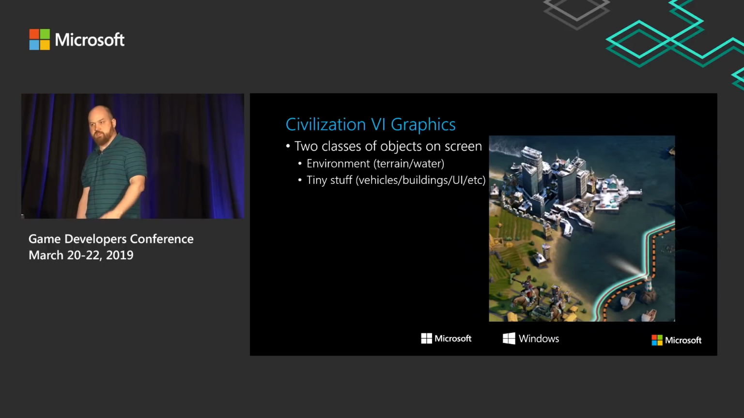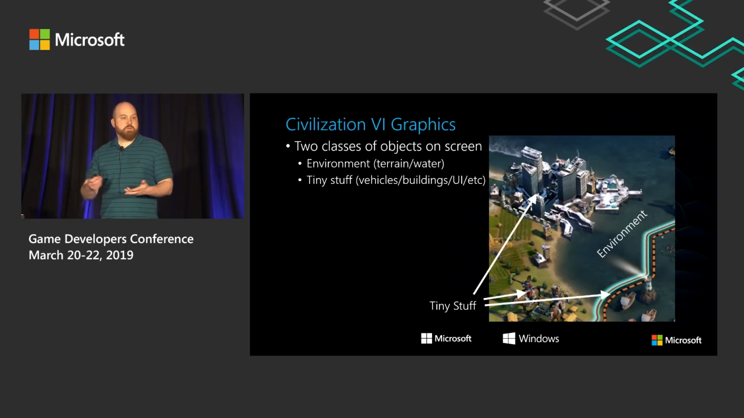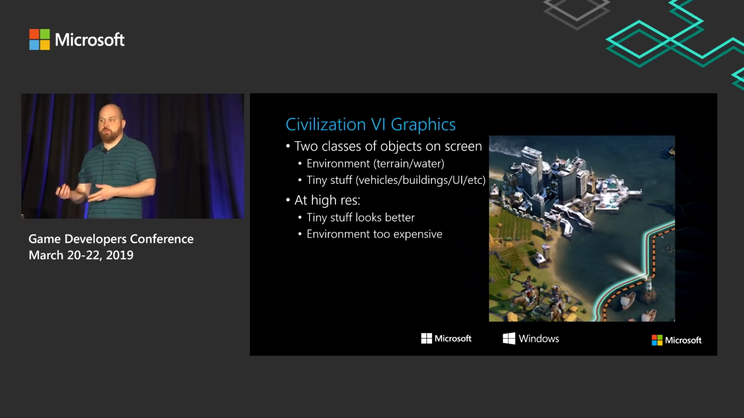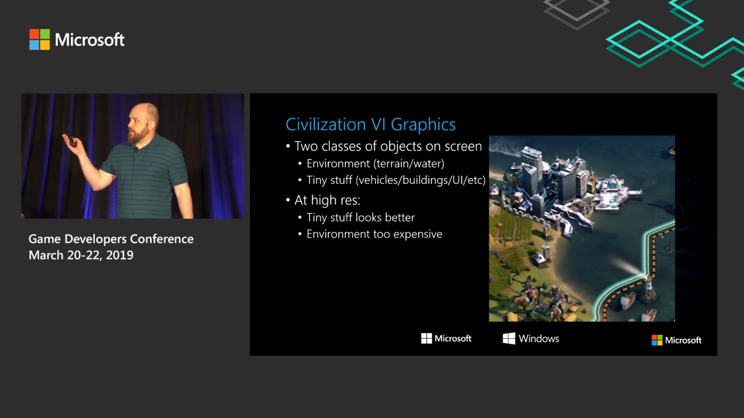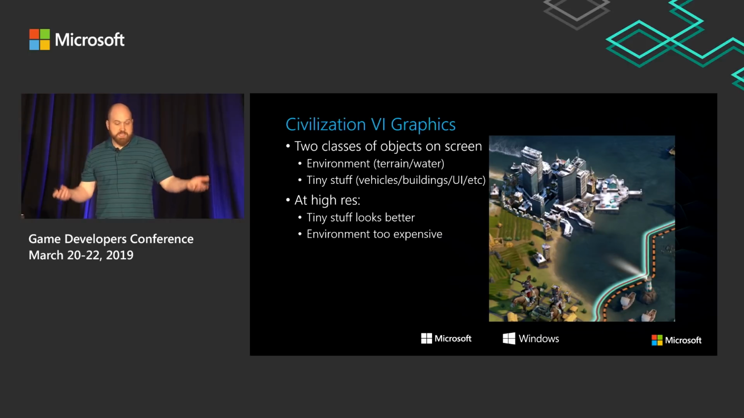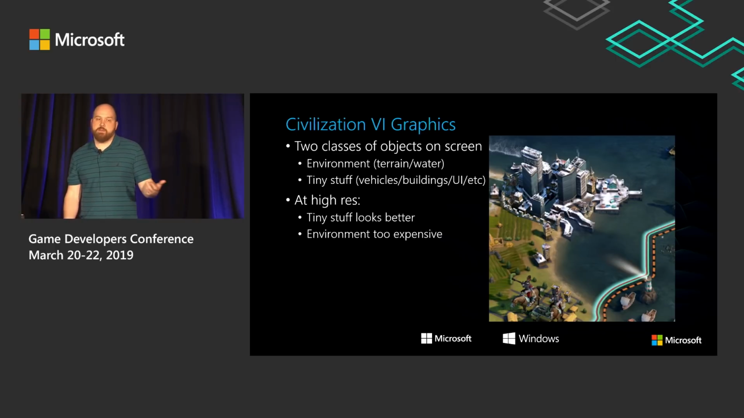If we look in here, we can see there's essentially two classes of objects on the screen for a strategy game like Civilization. We have the environment, terrain, and water, and then we have a whole bunch of tiny stuff: vehicles, buildings, even user interface elements like that culture border icon you see in the lower right. What we find is when we run the game at high resolution like 4K, all the tiny stuff looks great. The detail is preserved. You get increased clarity. Actually, I think running at high resolutions for games like strategy games that have a lot of detail is a very compelling case. But we find that the environment just starts to get too expensive. It's a lot of pixels to fill for that environment, and most of the time, the environment doesn't actually have detail that is contributing to the experience.